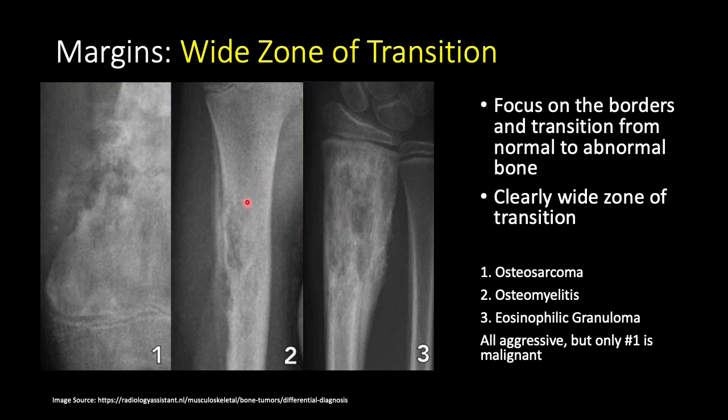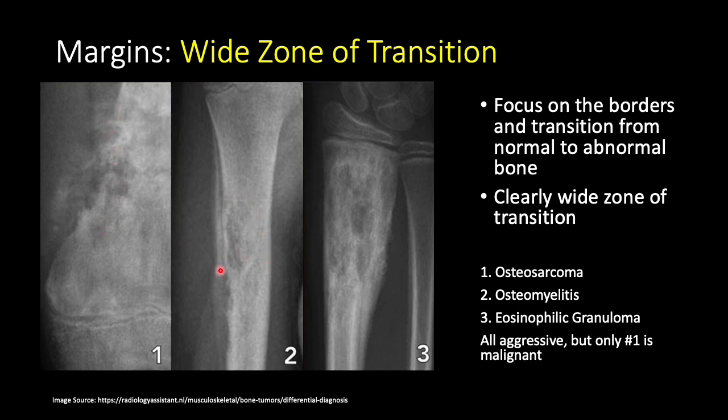Here are some examples of what a wide zone of transition looks like. These are 3 different patients with 3 different pathologies occurring. If you look at the first one, you see it's a very ill-defined lesion in general. It's mixed sclerotic and lucent. But the main point we're focusing on here is you can't really tell where this lesion starts and where this lesion stops. You can see maybe some normal bone here, but it's patchy. It's, again, lytic here. You can't draw a margin around this lesion and say exactly where it is. You see some cortical destruction here as well, which is another feature that we'll talk about.